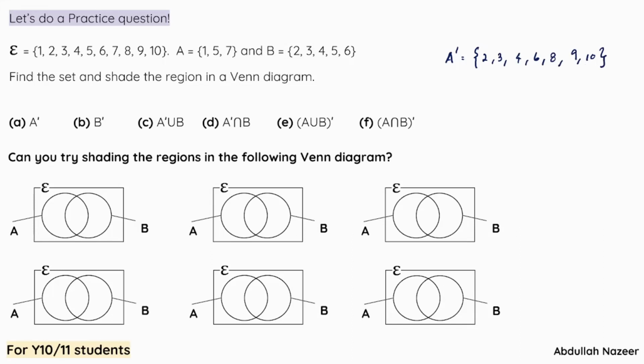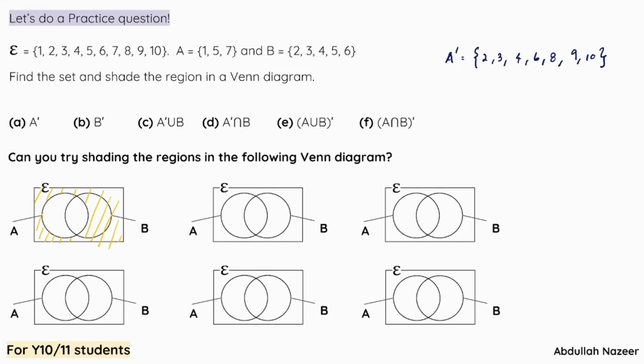Now let's go ahead and try to identify the region that belongs to A complement. Well, we know A complement is basically whatever is not A. So the region belonging to the set A is everything inside the circle A. So A complement has to be everything outside the circle A. So the region that belongs to A complement would be everything outside the circle A. I'm going to shade it like this. So everything that is not A is A complement.